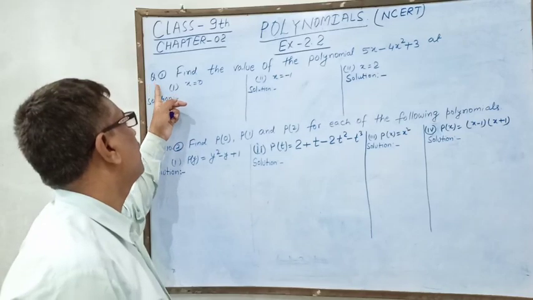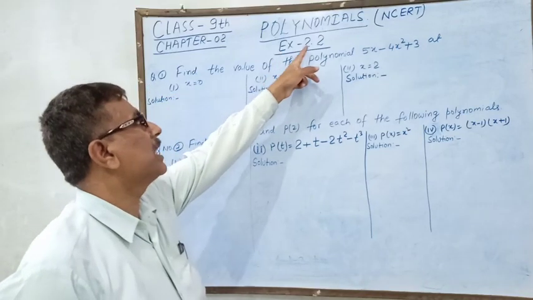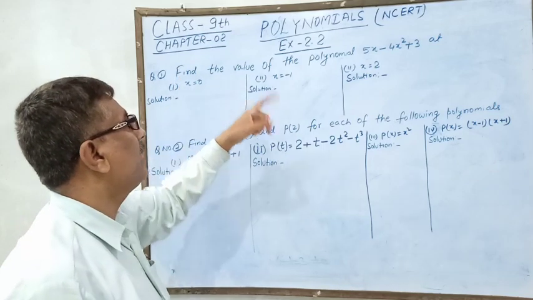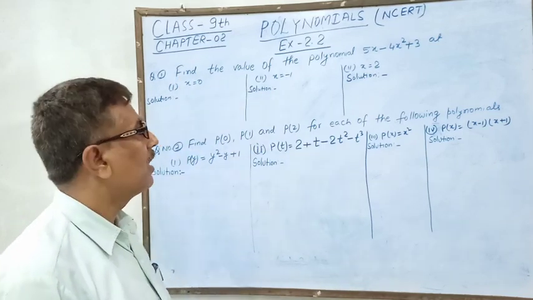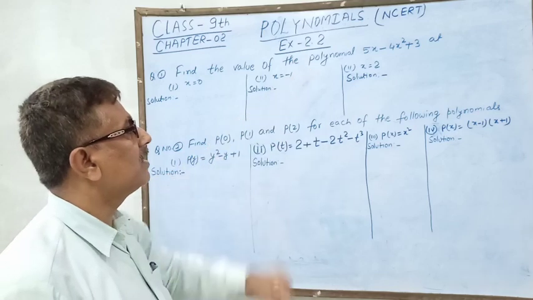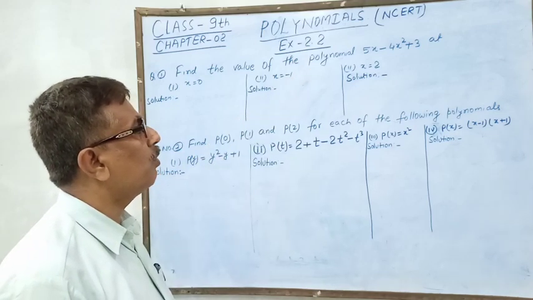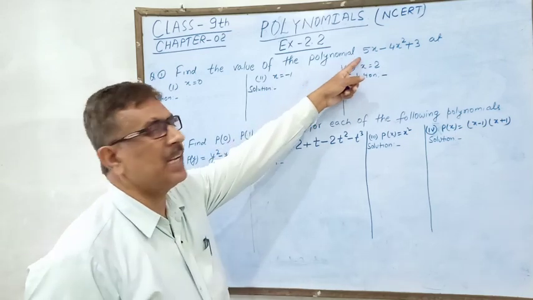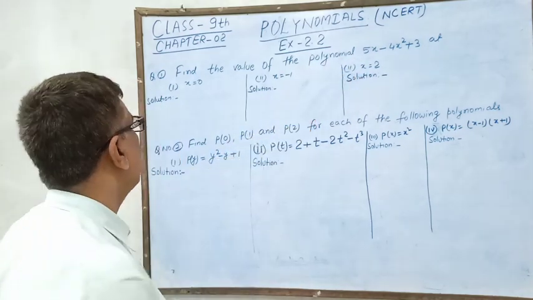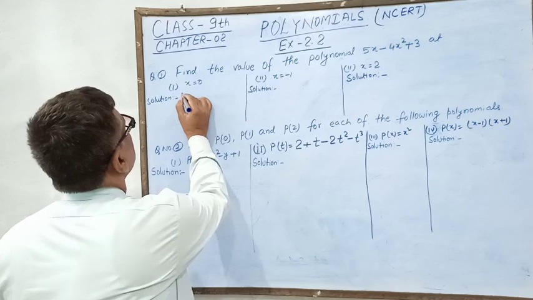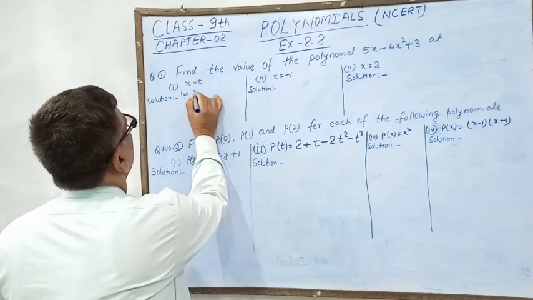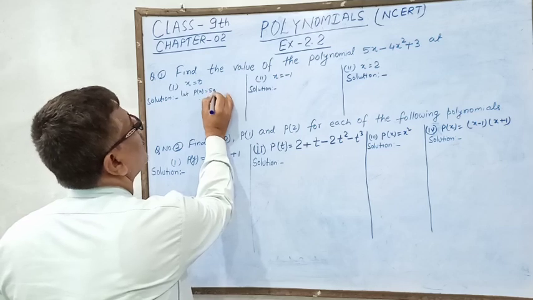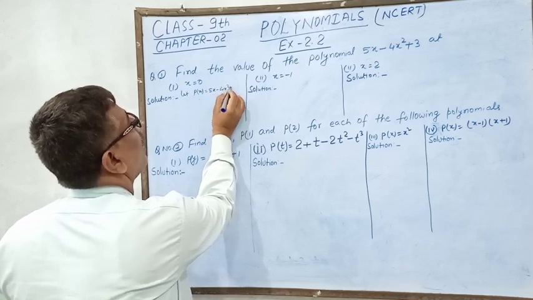Here the question number 1 from exercise 2.2 from the polynomial chapter है. Find the value of the polynomial, and the polynomial is given 5x minus 4x square plus 3. Let this be p of x. So we write first, let px को हम लोग मानेंगे 5x minus 4x square plus 3.